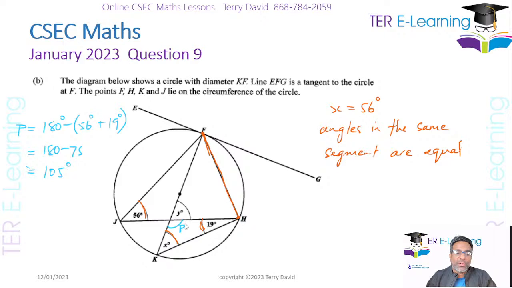So now to figure out what angle Y is, angle Y is simply going to be 180 minus 105, because that's a straight angle, and a straight angle is 180 degrees. So this here is going to be 75.